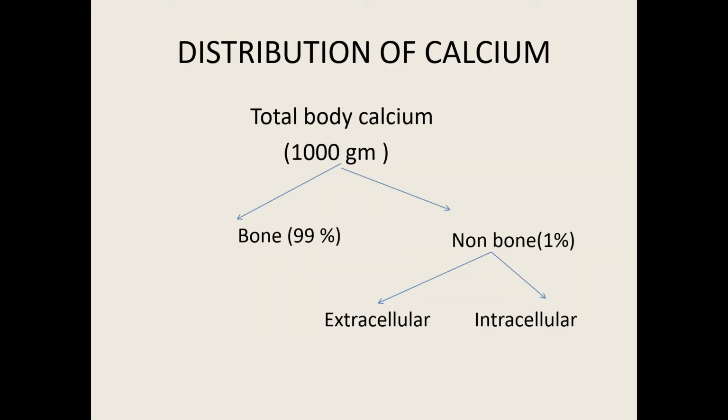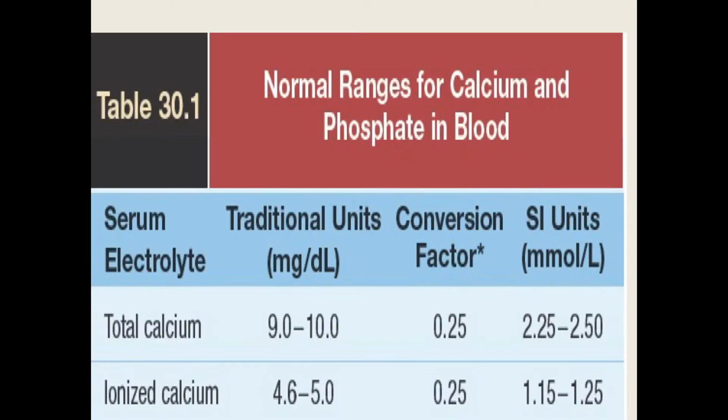Coming to the distribution of calcium, total body calcium is 1000 gram, of which 99% is stored in the bone and teeth, and the rest is present in the extracellular and intracellular fluid. Normal serum calcium is 9 to 10 milligram per deciliter, and ionized calcium is 50% of the total, so 4.6 to 5 milligram per deciliter. If we want to convert it to millimole per liter, we have to multiply by 0.25 as a conversion factor.